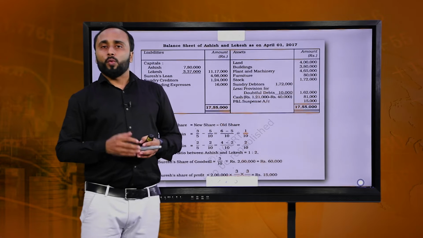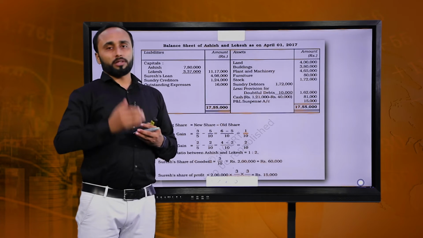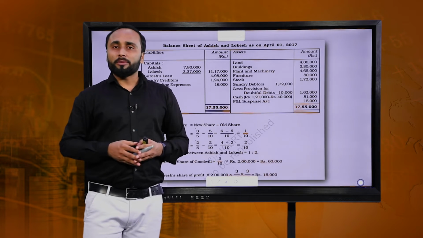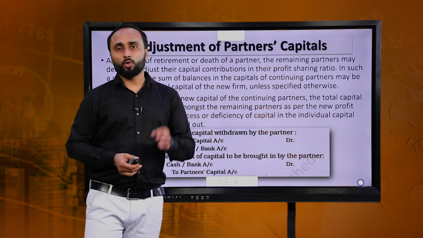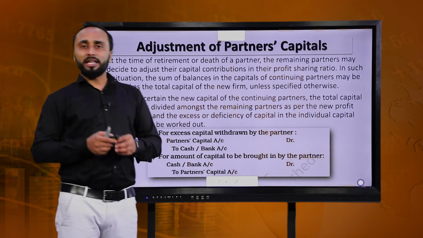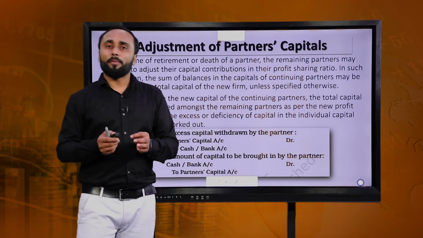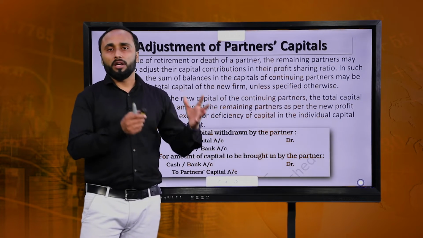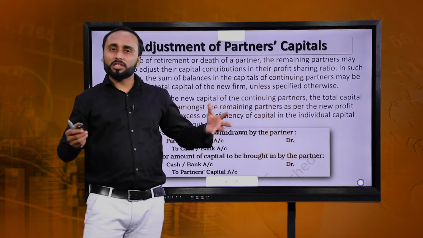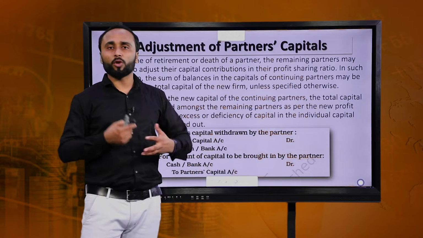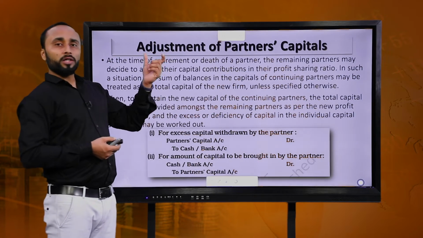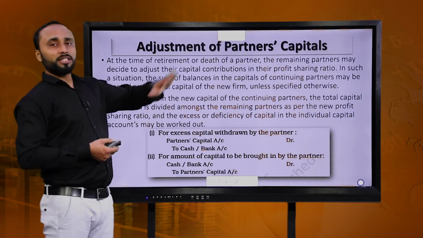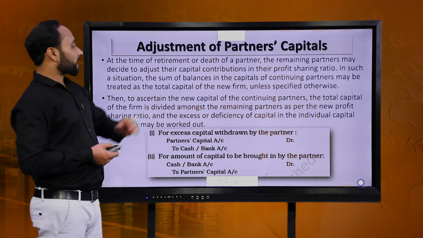Now we'll go a step further. Sometimes the remaining partners decide to change their capitals. They do not want to keep their capitals in their previous ratios or relationships. They want to change their own relationships. They want to make adjustment to their capitals. So that is called the topic of adjusting the partner's capital account, or adjustment of partner's capital account.